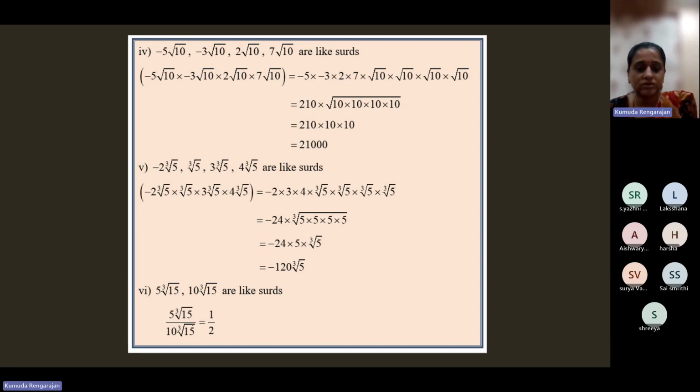Now to divide, you can see here, this one gets cancelled. These get cancelled. 5 by 10 is 1 by 2.